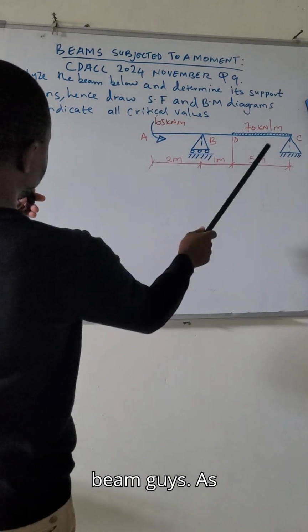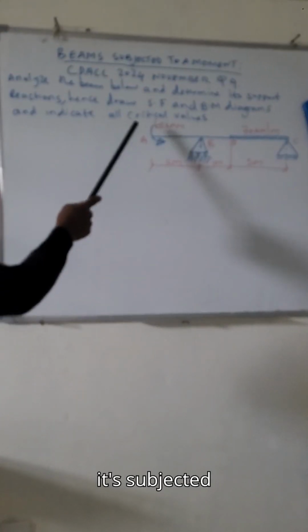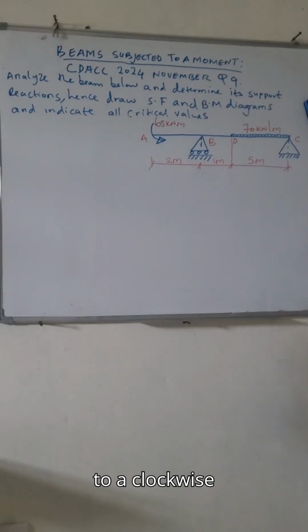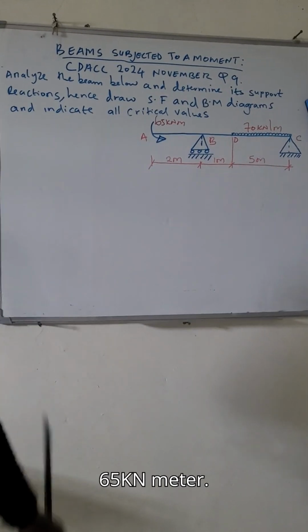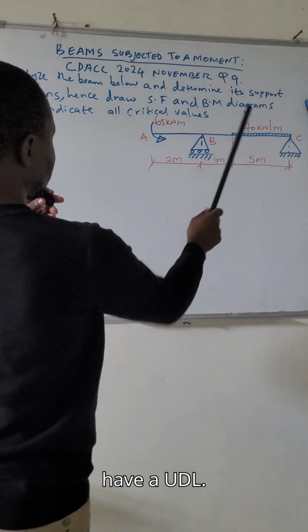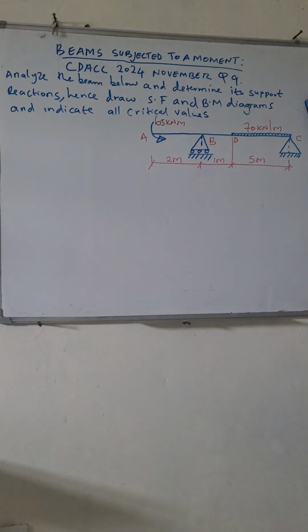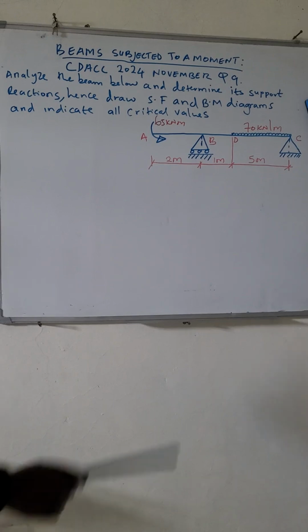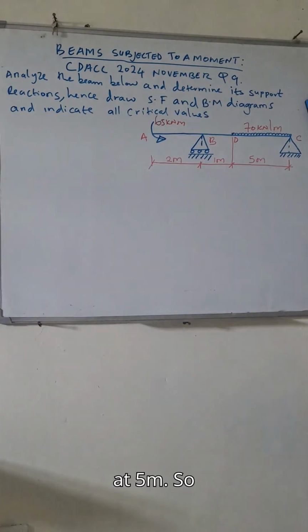So this is the beam, guys. As you can see, it is subjected to an anti-clockwise moment with a magnitude of 65 kilonewton meter. Again, we have a UDL, uniform distributed load, of 70 kilonewton per meter, spanning 5 meters. So let's see how you can handle such a question.